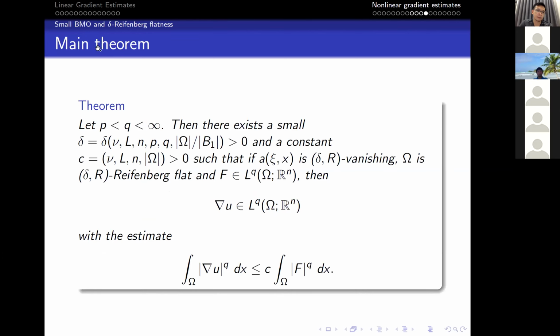here is the main theorem. So q is strictly bigger than p, any number. Then there exists a small delta and a universal constant such that, if the nonlinearity has a very small BMO semi-norm and the domain is Lieberman-Flat, meaning very flat in the sense of Lieberman, then I can claim that gradient u belongs to L^q space. And this is the Calderon-Zygmund type L^q estimate.